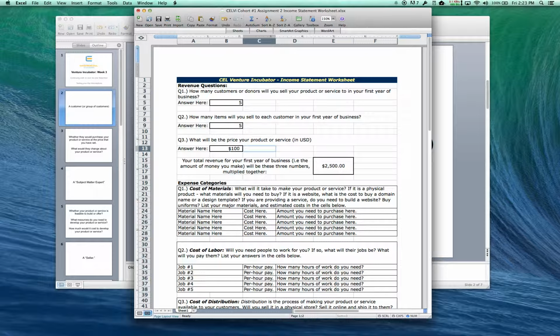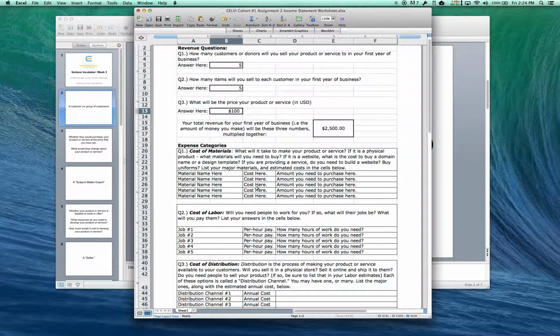Now, not all of you are selling a product. Some of you are doing a service, some of you are doing a nonprofit, but no matter what your business, you're going to have customers or people you're providing your service to. You're going to be providing an item of some sort to them, even if that item is your time of service. And you're going to have a price for that product or service. So this exercise should apply to everyone's project. And your mentor will be able to walk you through each question step by step and help tailor it to your specific venture. So that's the revenue.